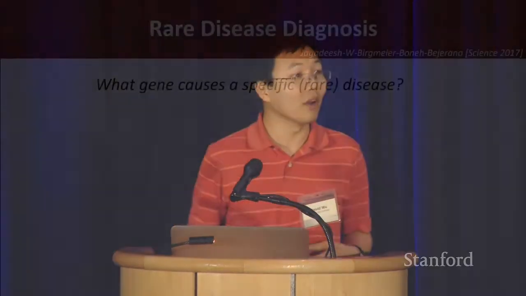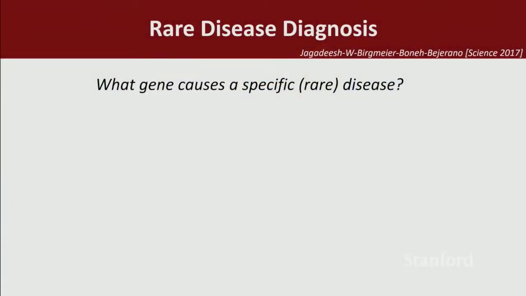Great. So the kinds of problems that we're interested in exploring in this space are problems like the following. What gene causes a specific rare disease? At first glance, it seems like a purely biology problem. So why is it at a security or privacy workshop? Allow me to explain. The setup is roughly as follows.